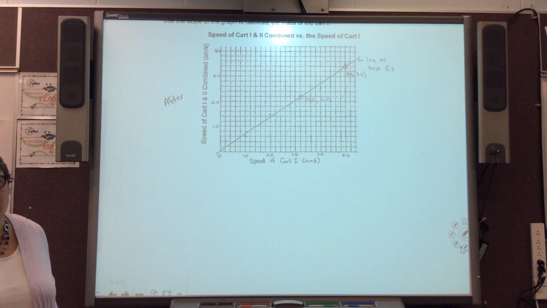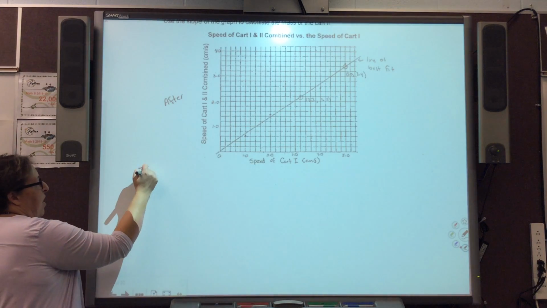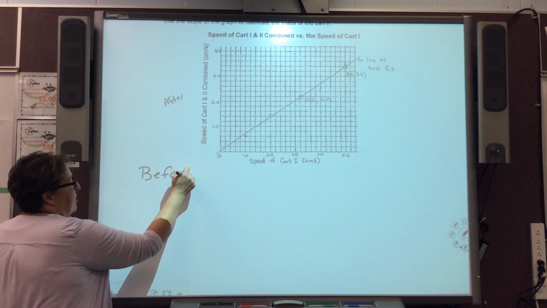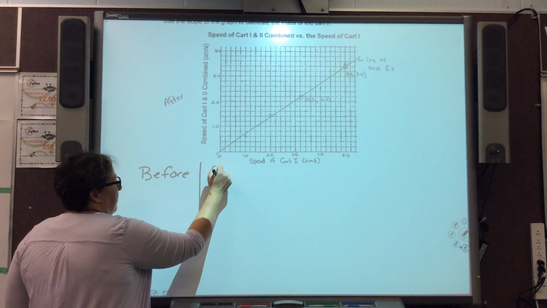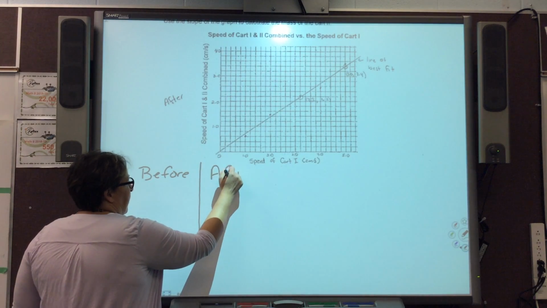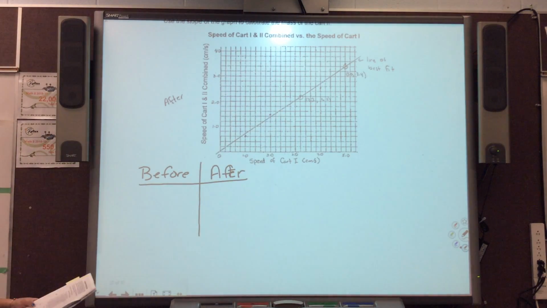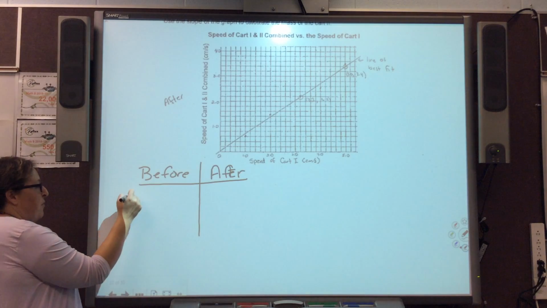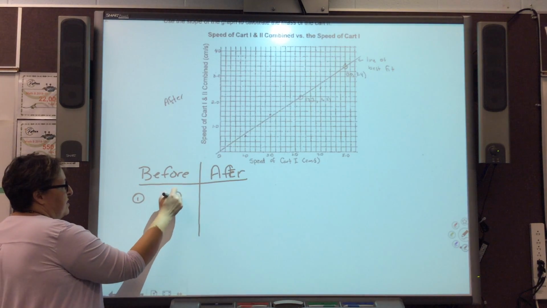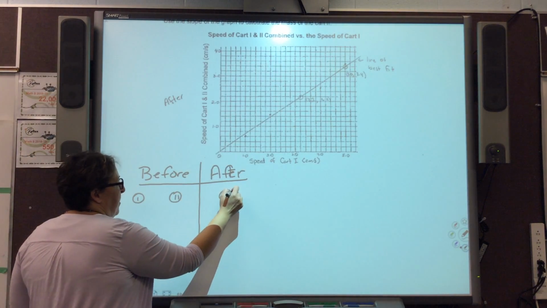Draw a picture of what's going on, right? Always do a before and after. And I will remember to put the T in. So before we have cart 1, and we have cart 2, and after they're combined together.